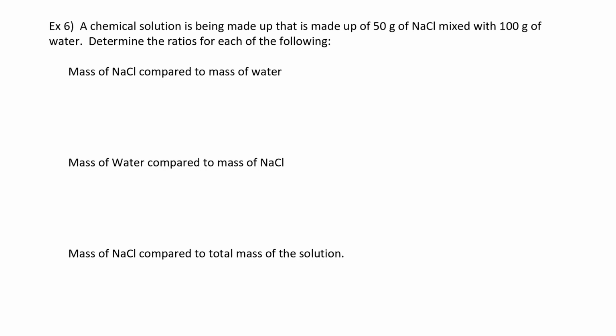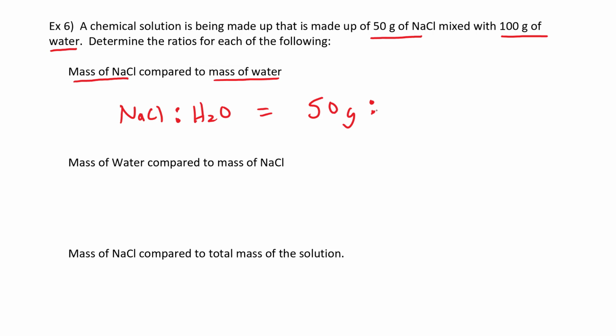Let's try and apply ratios to more chemistry. A chemical solution is being made up of 50 grams of NaCl mixed with 100 grams of water. Determine the ratios. So here we want to determine the mass of sodium chloride to the mass of water. So I want NaCl compared to H2O. What do we get here now? We get 50 grams sodium chloride compared to 100 grams of our water.